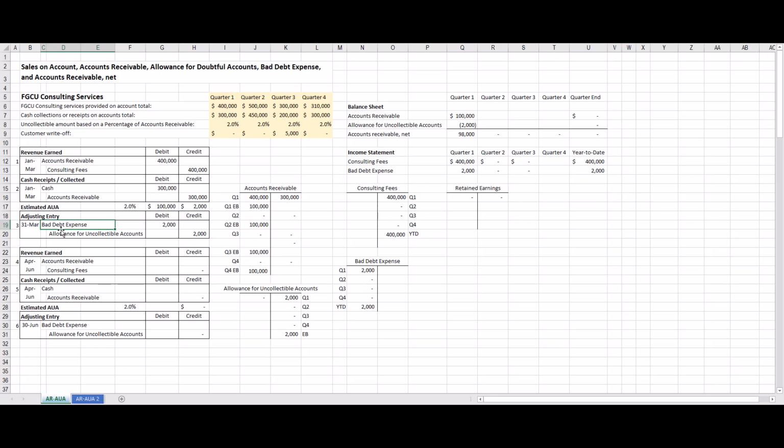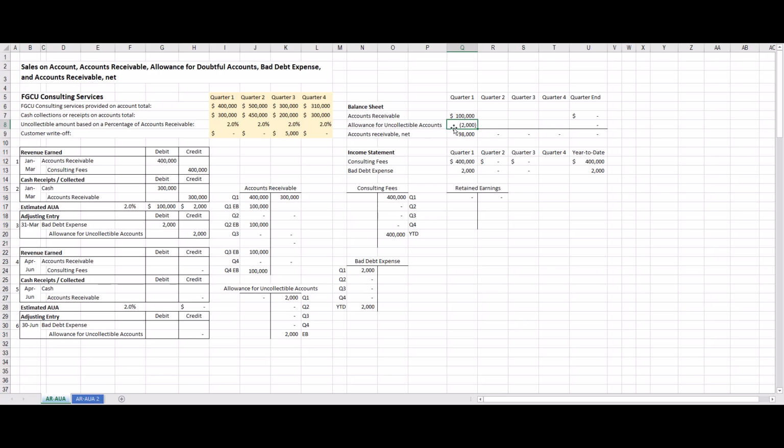So for the quarter, we will recognize $400,000 in consulting fee revenue and an operating expense of $2,000 labeled bad debt expense on the income statement. On the balance sheet, we will report $100,000 in accounts receivable and the contra asset labeled Allowance for Uncollectible Accounts of $2,000.